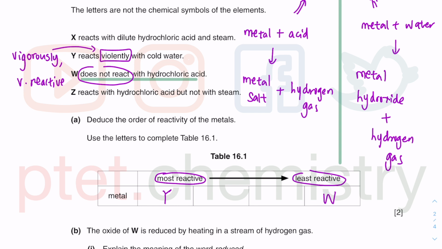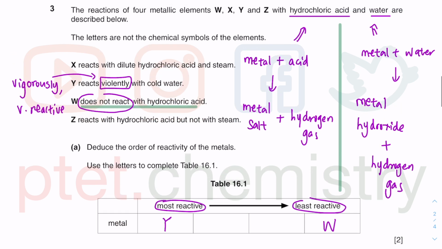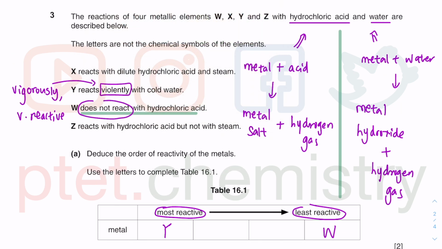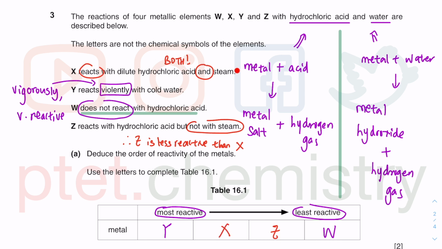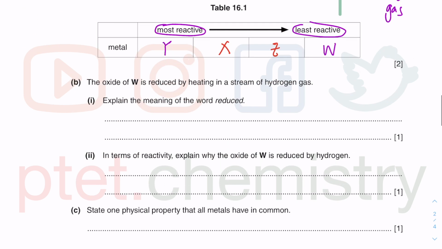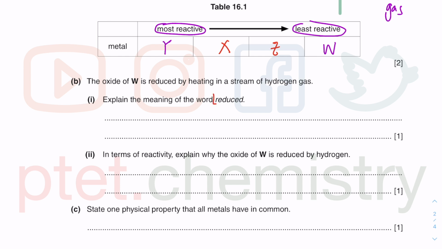How do you decide between X and Z? Well, what we see here, the difference is X reacts with both of them, whereas this one does not react with steam. So therefore we can say Z is less reactive than X, because X also reacts with steam and acid, but Z does not react with steam. So Z is going to be less reactive compared to X, which is going to be more reactive compared to Z there.